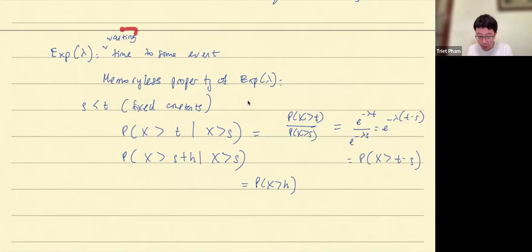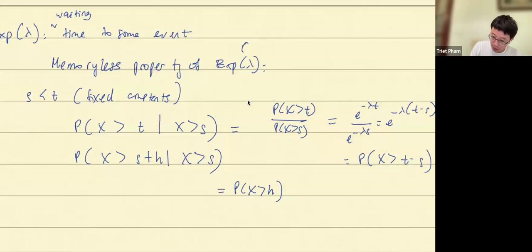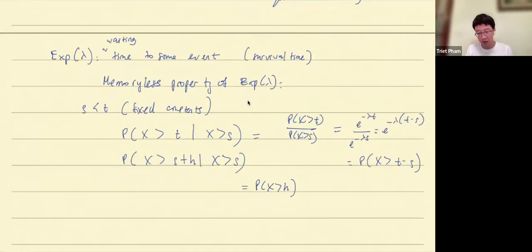Again, you can think of this as a waiting time, or survival time is another way that the exponential is used. Okay, sorry, survival time. Why do we call it survival time? Because you think of the event that's marked by the exponential as death or failure of something, right? So the failure of an item is very popularly modeled by an exponential.